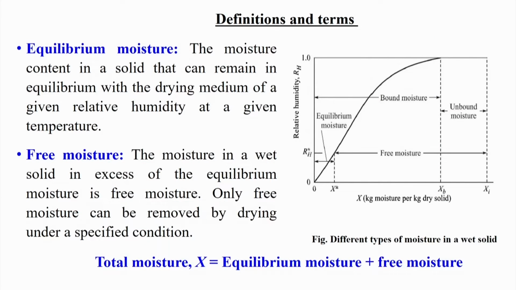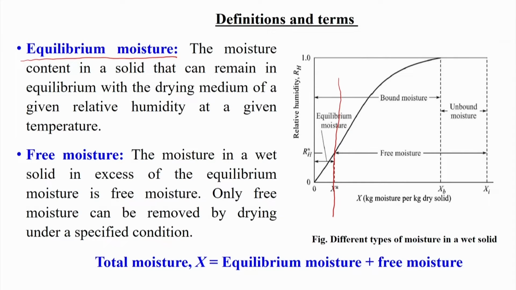Now, another moisture that we already discussed is equilibrium moisture. It is the moisture content in a solid that can remain in equilibrium with the drying medium of a given relative humidity at a given temperature. As we said in the beginning, the equilibrium moisture content is not a fixed quantity; it varies with the condition of the drying medium.